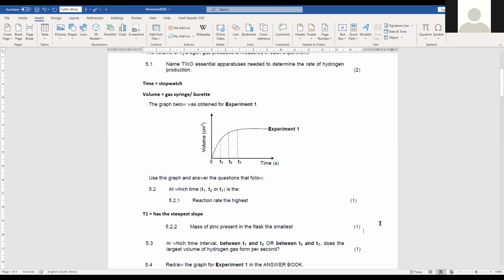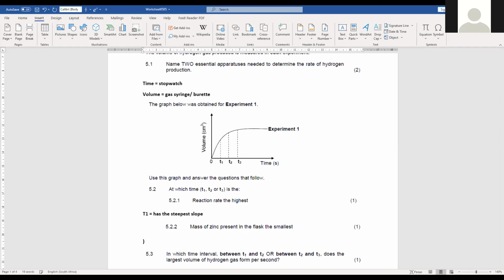Okay, then they're asking you, using this graph, answer the following questions. At which time T1, T2, or T3 will the mass of the zinc present in the flask be the smallest? So they're basically asking you, where has most of the reactants been used up? That's what they're asking you. So where has most of the reactants been used up?